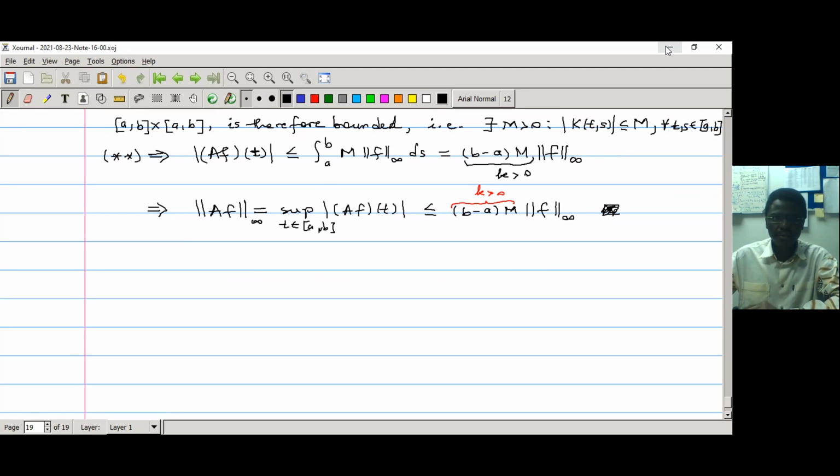Please read the notes. Make sure that you cover everything on linear operators so that next time it will be easier.